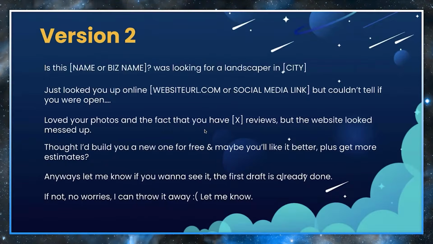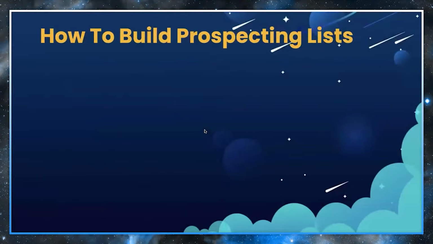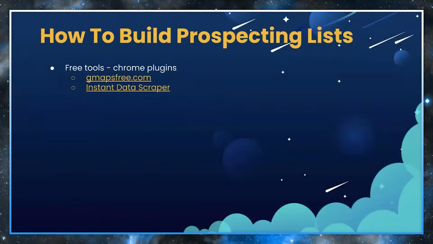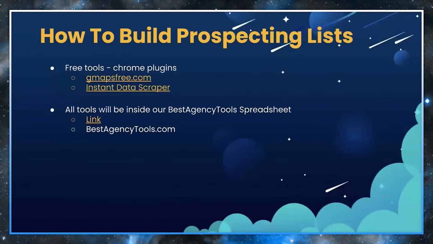Amazing. Let's do this. So how do you actually build this prospecting list? Well, there's a bunch of free tools here. There's Chrome plugins. There's a bunch of other ones. Some of my favorites are gmapsfree.com. We have Instant Data Scraper. This one also is a Chrome plugin that you can install. You just go to Google Business and then you can hit export and it'll export everyone that you're looking at on your screen. And again, all tools will be inside of our best agency tools spreadsheet at the end. So don't worry too much about researching this and typing this in right now. They're all going to be there at the end.